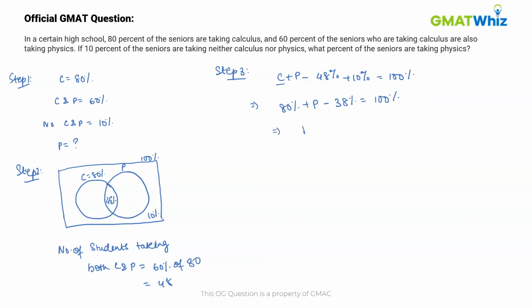This gives us P equals 100% minus 80% plus 38%, which is equal to P equals 58%. So there are 58% students who have chosen physics as their subject, and hence the correct answer is option D.